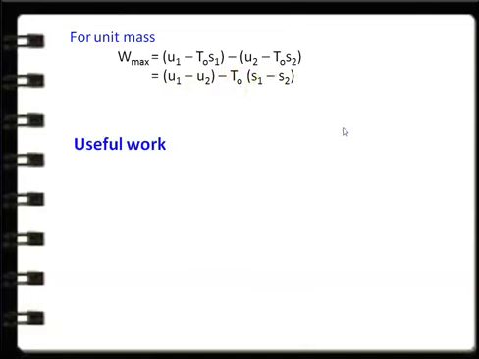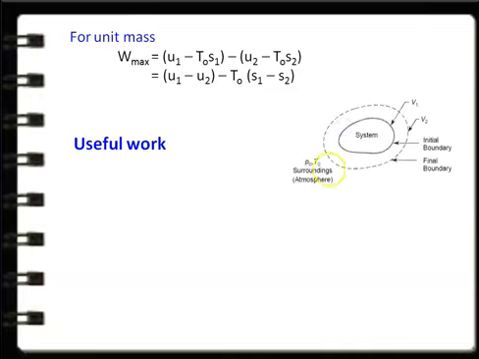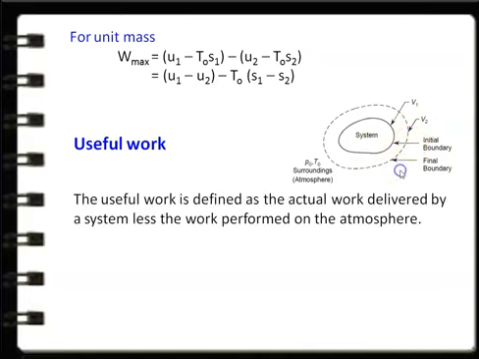And there is another work, useful work. So, maximum work, useful work, what is the work available? Now look at a system, the system is doing some work, the maximum work it is doing. But out of the maximum work, a certain portion of work is given to the boundary to move the surrounding. Some energy is given to the surrounding to move, that is subtracted. The useful work is defined as the actual work delivered by the system less the work performed on the atmosphere. So what is the work performed on the atmosphere? We have to subtract it.